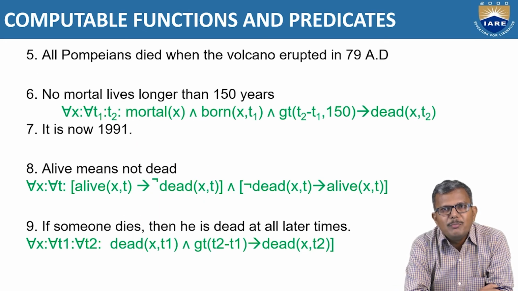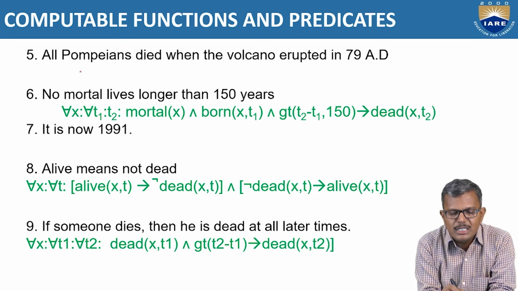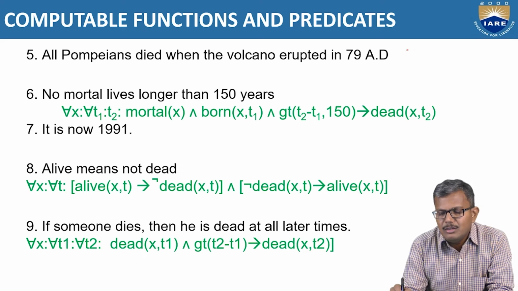Next you see, all Pompeians died when the volcano erupted in 79 AD. So all Pompeians, we are going to write again for our X.